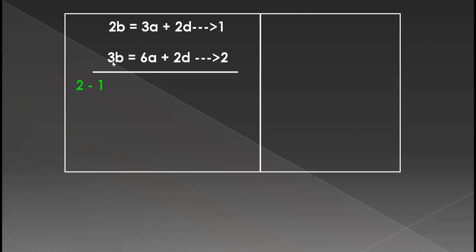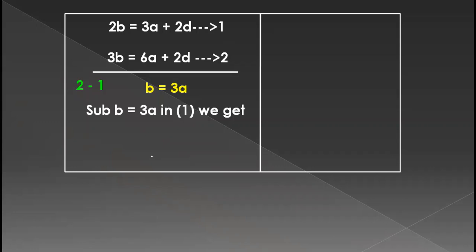So 2 minus 1. 3B minus 2B will give me 1B. And 6A minus 3A is going to give me 3A. 2D minus 2D, 0. So these two will cancel each other on subtraction. So I end up with B is equal to 3A. That's what we found in the earlier slide. And since B and E are equal, B is equal to 3A as well as E should also be equal to 3A. Now let me substitute B is equal to 3A in either of these two equations.